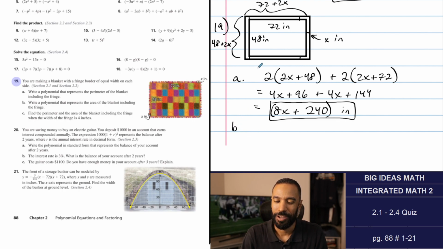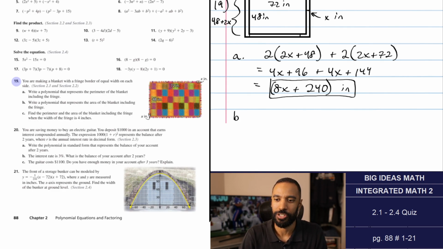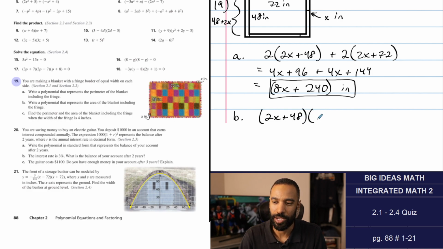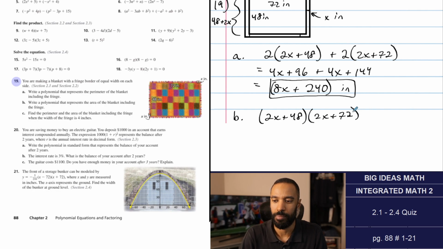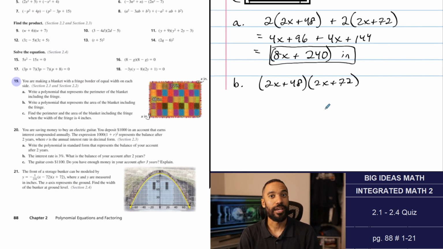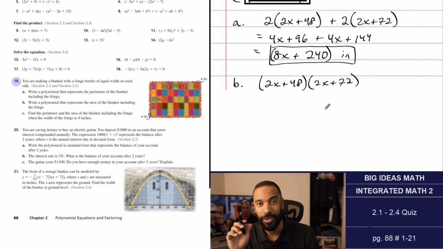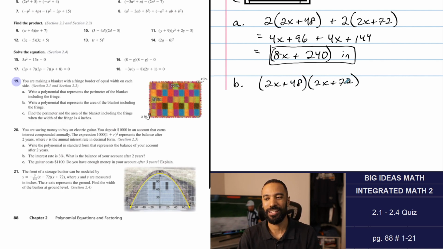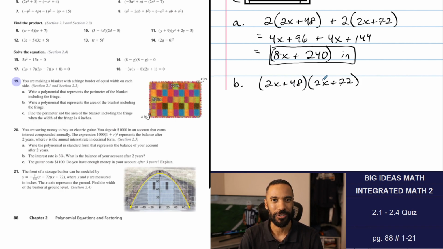Forget the binder paper. Part B. Write a polynomial that represents the area of the blanket, including the fringe. So we're now going to multiply, it's length times width, base times height. We have 2x plus 48 times 2x plus 72. Might need a calculator for this one. Maybe I can try something without it. I can try something of old that we talked about in section 2.3 and try and go without a calculator. In some ways, I'm sure I could do 48 times 72, but I'll show you kind of what I'm going to do.